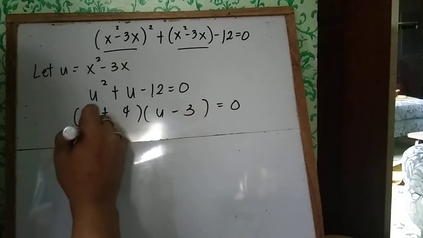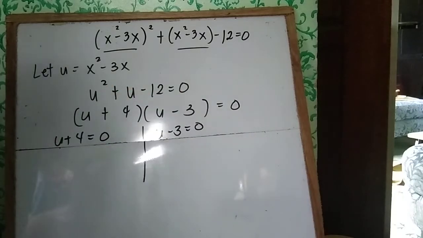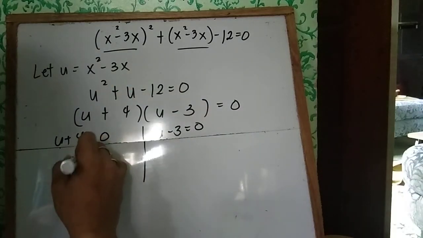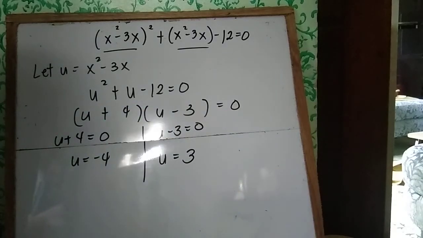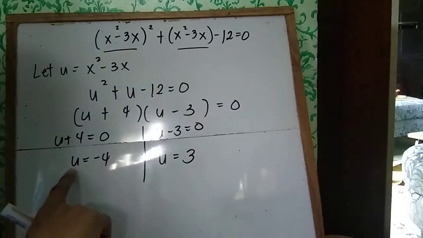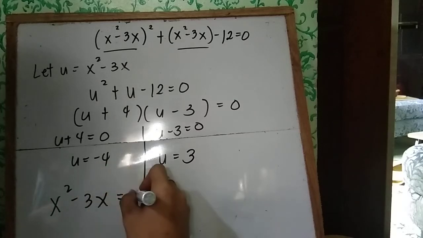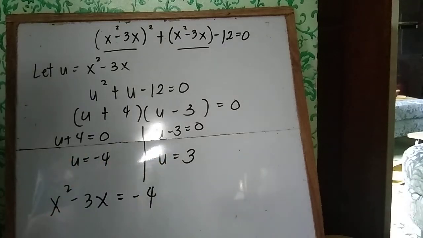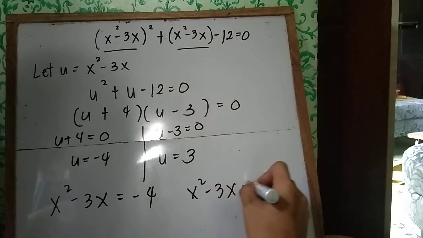So u plus 4 is equal to 0, then u minus 3 is equal to 0. Transpose positive 4, so u is equal to negative 4. Then u is equal to positive 3. After this, we substitute the value x squared minus 3x for u. So x squared minus 3x is equal to negative 4, then for u equal to 3, x squared minus 3x is equal to positive 3.